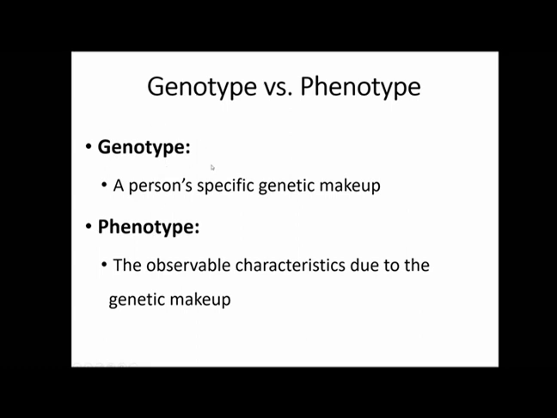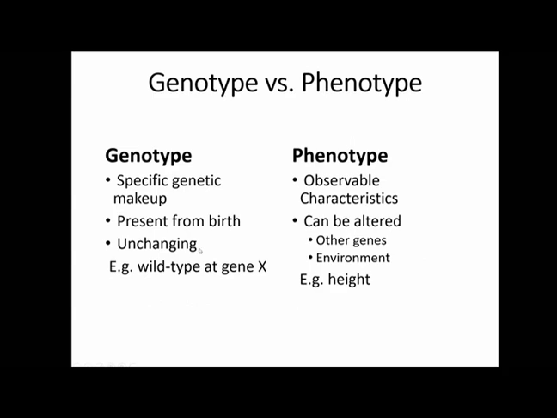So genotype is just what version of a gene we have, and the phenotype is going to be what we observe in the end, and that's going to be made up of our genes and our environmental factors. And if we want to look at some examples, genotype is our specific genetic makeup, yet again. It's present from birth, so our genotype isn't going to change as we get older. It's pretty much set in stone. So it's unchanging. So if we talk about you being wild type at gene X, or brown eyes allele at gene B, which was our example, that's our genotype. If we're talking about a specific version of a gene, then that's our genotype.